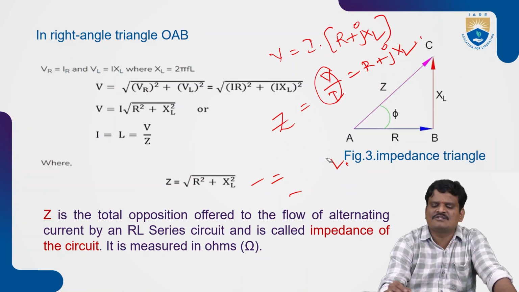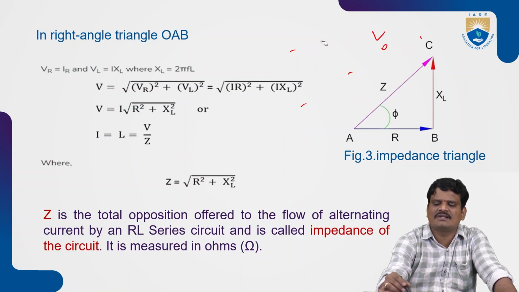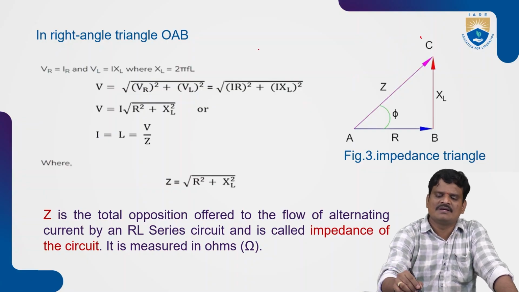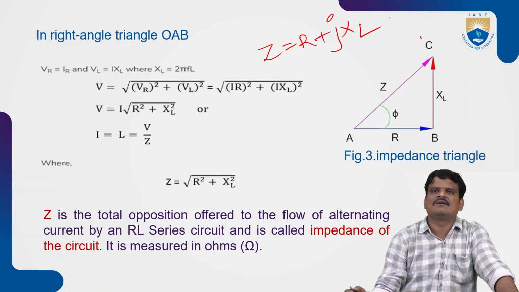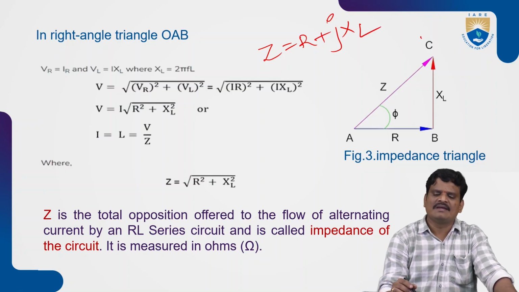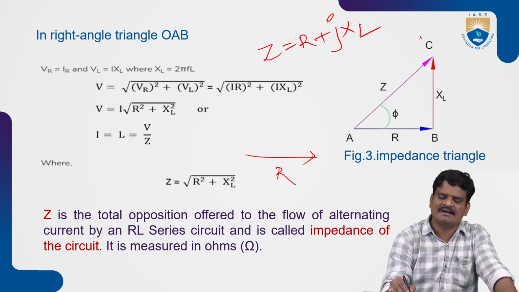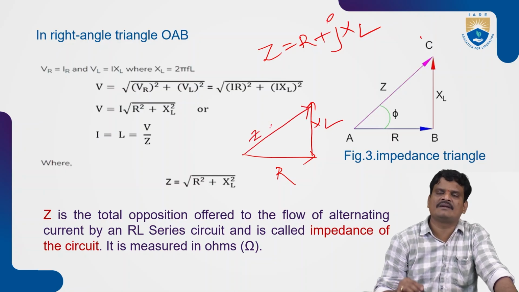So by using the expression for the impedance, which I have got by applying KVL in the closed path of the circuit, what is the expression? Z equal to R plus jXL. If I want to represent the same thing in the form of a diagram, it can be represented like this. This is R, and this is XL, and this is the resultant of both, R plus jXL, which is represented as Z.